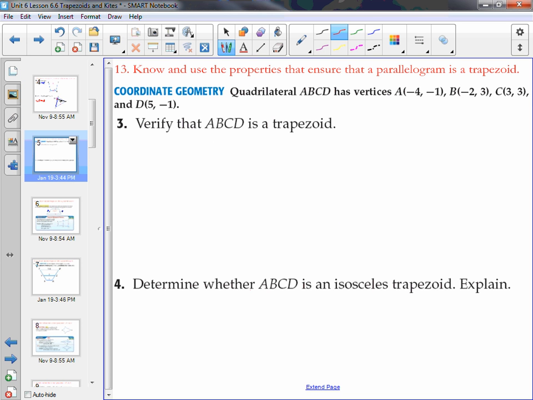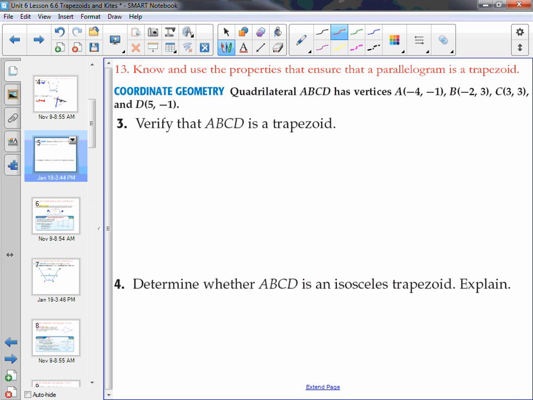All right, number 3. It says quadrilateral ABCD has vertices A(-4, -1), B, C, and D. Verify that ABCD is a trapezoid. What's the definition of a trapezoid? We only know one thing about just trapezoids. We know a couple of things about isosceles trapezoids. But what's the only thing we know about properties of a trapezoid? We get one pair of parallel sides, not two. We don't get 0, we don't get 2, we get 1.